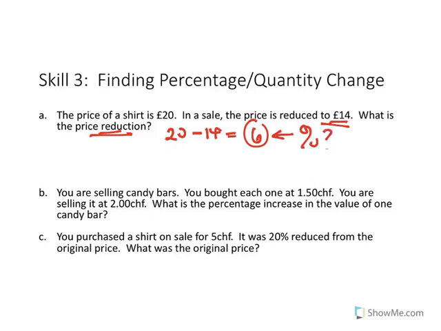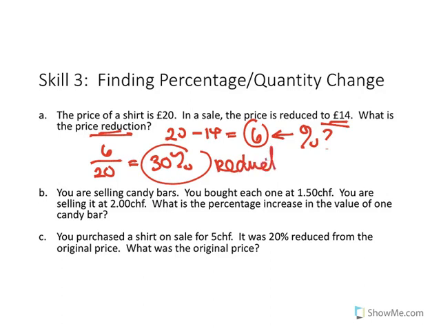So what you could do here is figure out, well, if 6 is what I don't have to pay and 20 is the whole amount, let's figure out what this is as a percentage. So if we work out 6/20ths as a percentage, we'll find out that this equals 30%. So you actually had a 30% reduction from the original price.